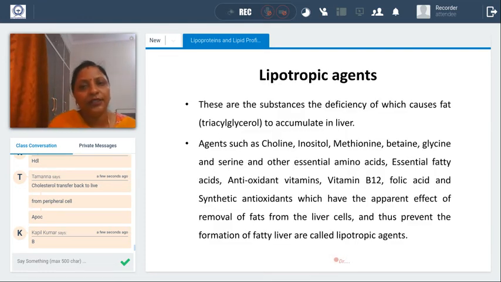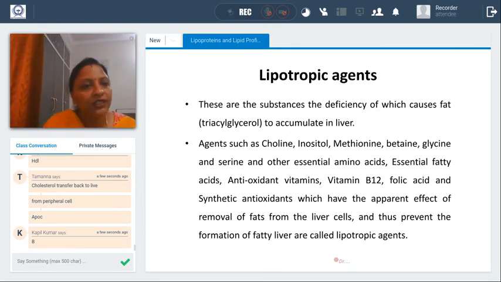What are lipotropic agents? These are the substances, the deficiency of which causes fat to accumulate in liver, mainly TG. Agents such as choline, inositol, methionine, betaine, glycine and serine, and other essential amino acids, essential fatty acids, antioxidant vitamins, vitamin B12, folic acid, and synthetic antioxidants, which have the apparent effect of removal of fat from the liver cells and thus prevent the formation of fatty liver, are called lipotropic agents.